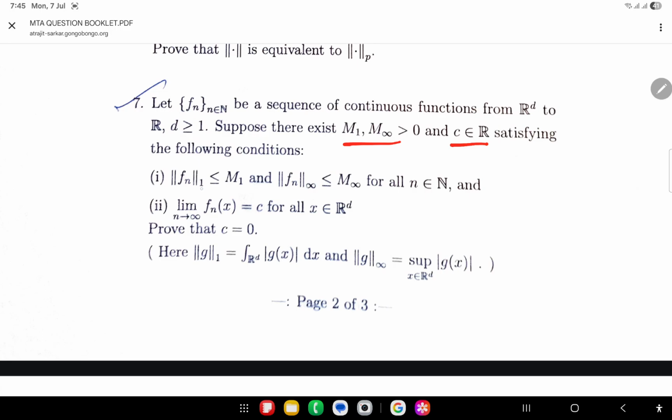So Fn with the L1 norm, which is also given here, is finite, and the L infinity norm is also finite. Basically L infinity is the essential supremum, but here it is given only the supremum, that is also fine. And it is also given that the pointwise limit of Fn is c. We have to prove that c is 0. Okay.